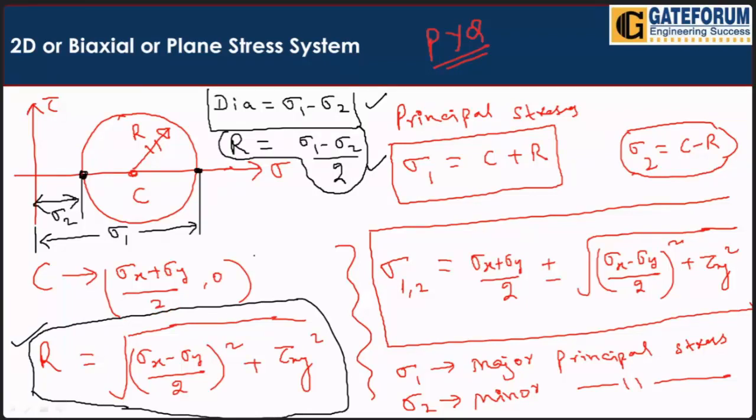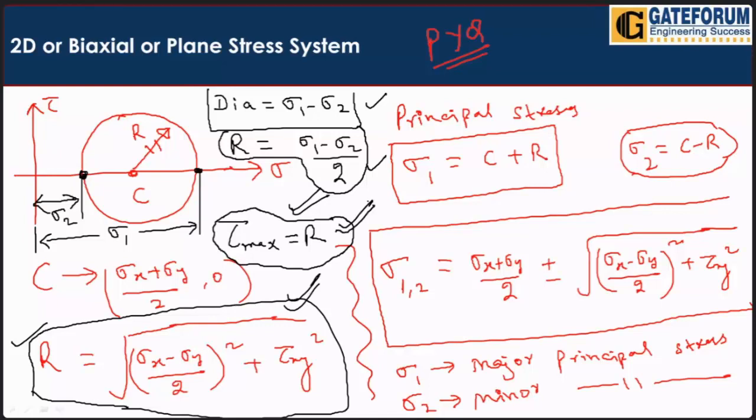So whether we find the radius from the earlier formula or from this formula, we get the radius. If somebody asks what is the value of tau max, the maximum shear stress, the maximum shear stress is nothing but always equal to the radius only.